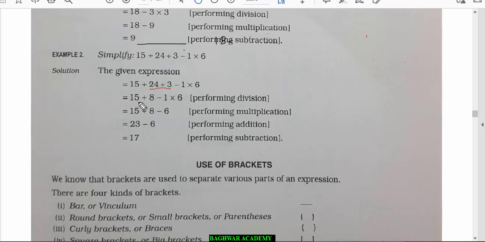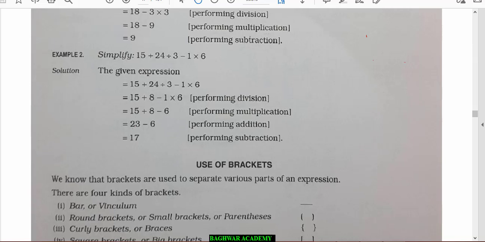Now in this step what will we do? Performing division work has been done. Then in the next step we will do this multiplication, so 1 into 6 will be 6. Now addition and subtraction you can do together. It is better that you do this addition, 15 plus 8, that is 23, and then you have minus 6 written. 23 minus 6 is equal to 17, and you have got the answer. So in this way we need to solve questions.